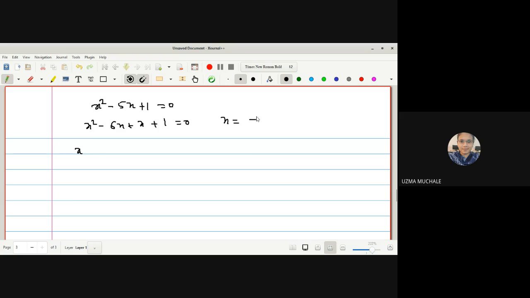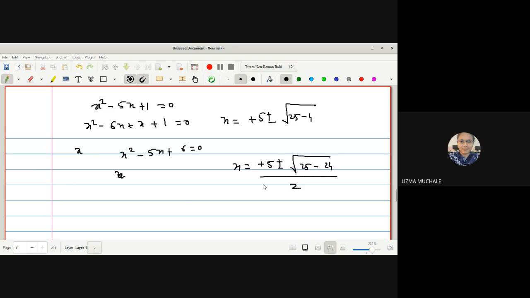Minus b plus or minus square root of b square minus 4ac. Okay, let us take some different equation, because here the roots will come under the root. Suppose the equation is x square minus 5x plus 6. You can get the roots as minus b plus or minus square root of b square, that is 25, minus 4ac, divided by 2. So you get the roots as 5 plus or minus 1 divided by 2. That is 5 plus 1, that is 6 by 2, and 5 minus 1, that is 4 by 2, so you get the roots as 3 and 2.